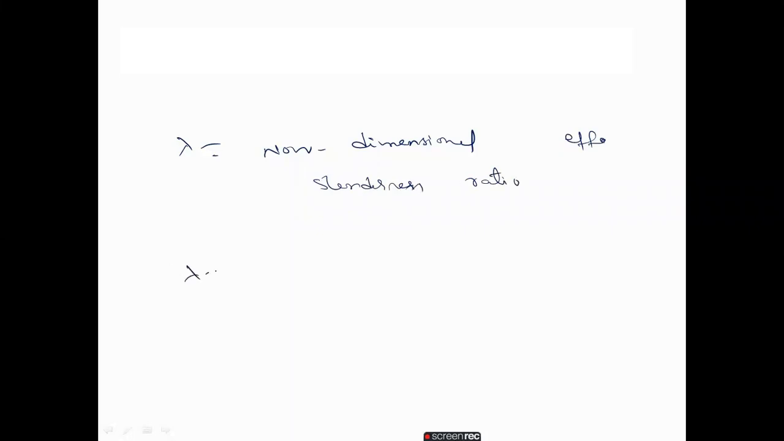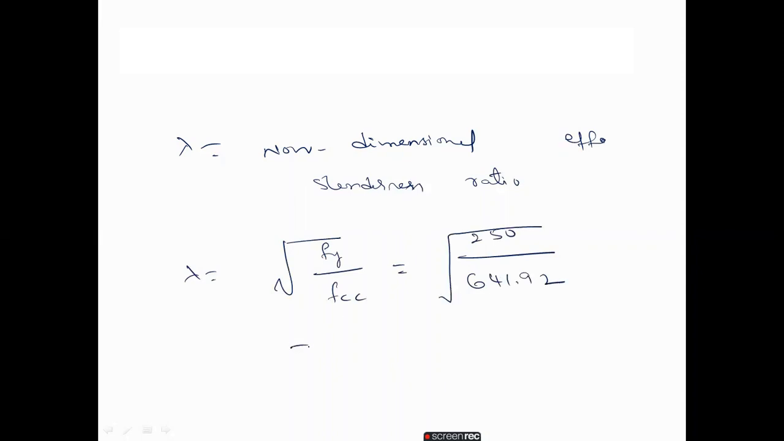Okay, so lambda equals the square root of fy by fcc. Here fy is 250 and fcc is 641.92. So now we will get the answer 0.624. For calculation of the non-dimensional effective slenderness ratio, the formula for the lambda value is available on page number 34 of the IS 800 2007 code book. We will get the value 0.624.